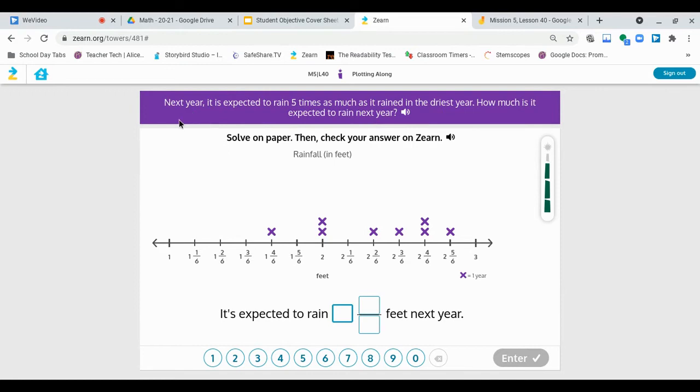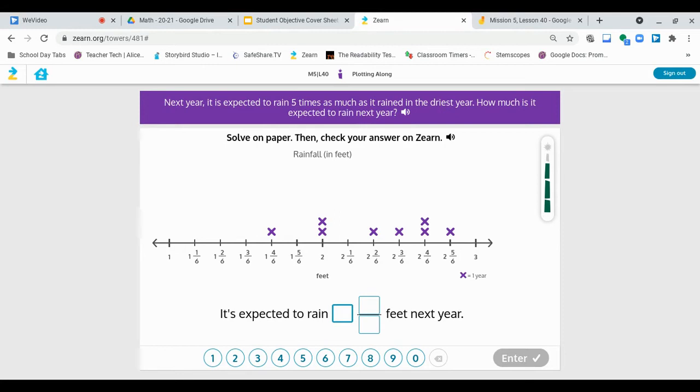So let's read that word problem. It says next year, it is expected to rain 5 times as much as it rained in the driest year. How much is it expected to rain next year? So we're trying to find out how much it is going to rain next year. It tells us that next year it's expected to rain 5 times as much as it rained in the driest year. So I have to ask myself, what is the driest year?